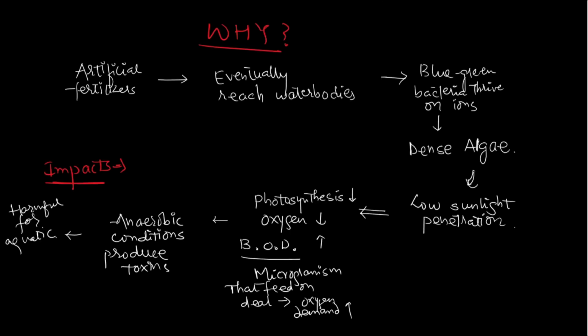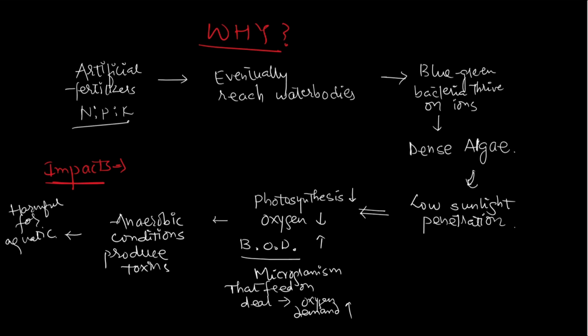Now the question is, why does eutrophication occur? Artificial fertilizers, as we know, NPK, are given to plants for better growth. But since NPK is subsidized by the government, it has been exploited, and as a result excess fertilizers are used in the agriculture domain.